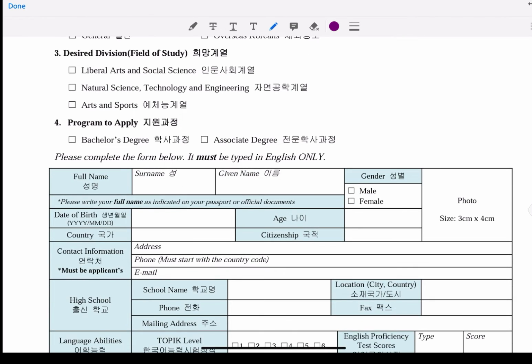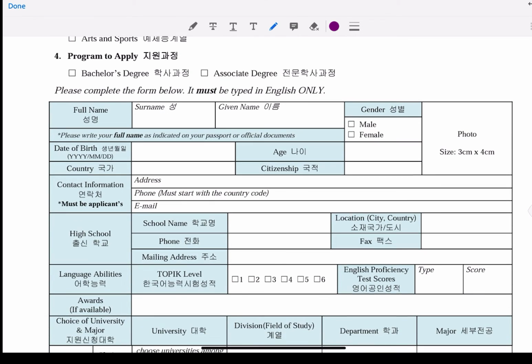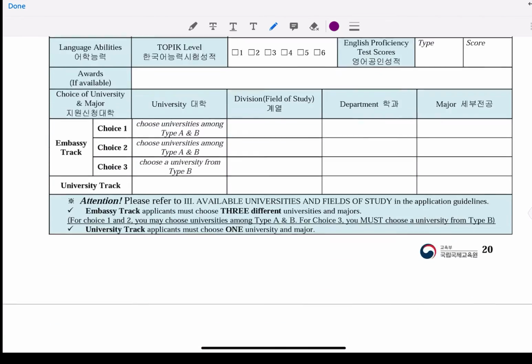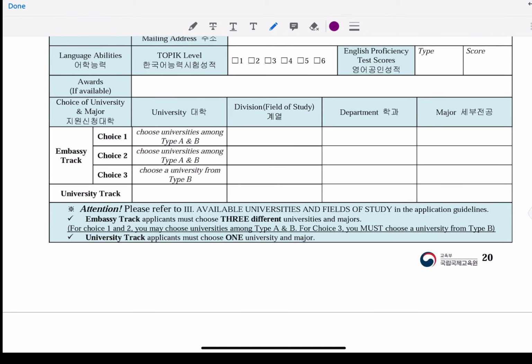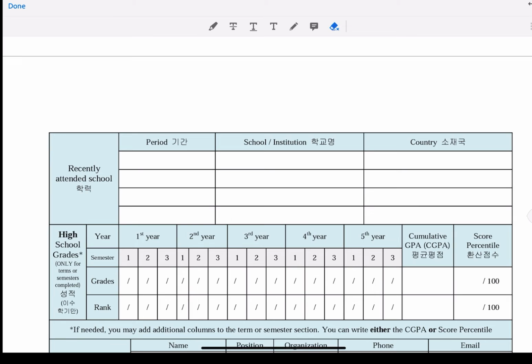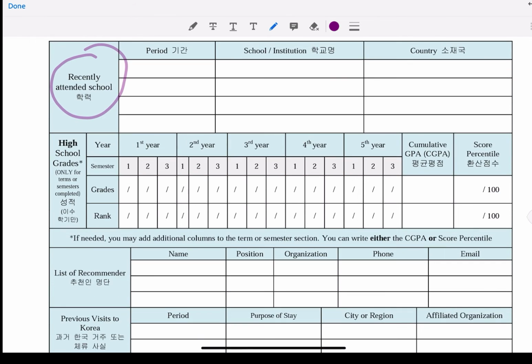Program is bachelor's degree or associate degree, you can tick it. And you have to fill in your name, given name, surname, gender. You can attach your photo here, your date of birth, your country, your address. So everything is about you. And if you are applying via the embassy track, you have to submit different names of the university and your field of study, so fill it carefully based on your interest. And here you have to fill in about your recently attended school: how long you attended the school, the name of that school, and in which country you attended that school.